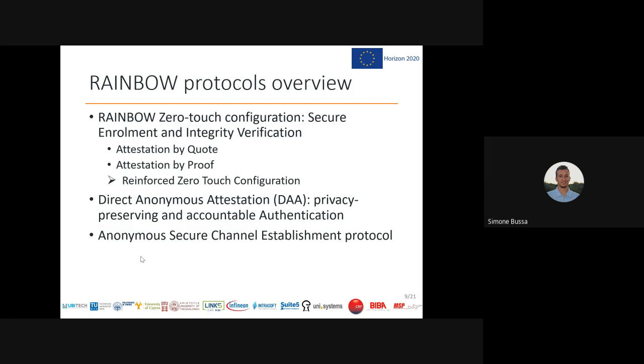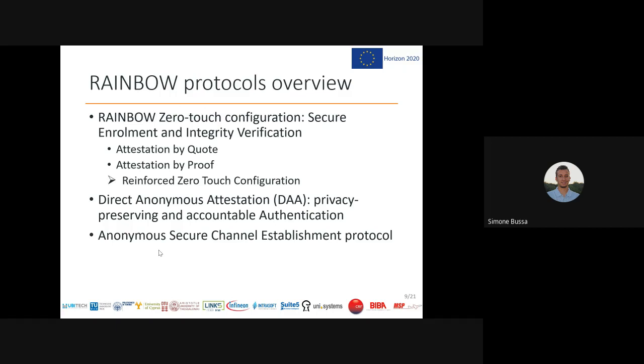it must give confidence of its configuration integrity, and this is done through the attestation by quote and attestation by proof protocols. The attestation by quote is used to demonstrate the configuration integrity to a remote orchestrator, while attestation by proof implements a sort of decentralized integrity verification when a node wants to know the configuration integrity of another node without passing through the orchestrator.